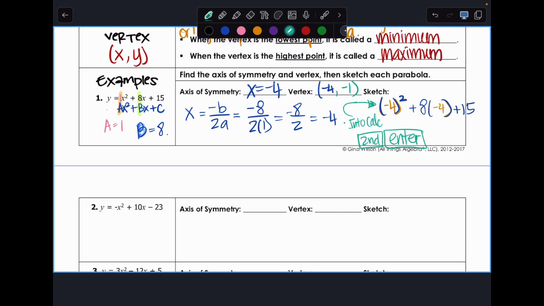So instead of -4, I want you to delete negative and then change the 4 to a 0. Delete negative and change the 4 to a 0. You got it? And then hit enter after you're done with that change. And you should get 15. You got it? Good. Yep. I see you, Santino. You're doing it right.